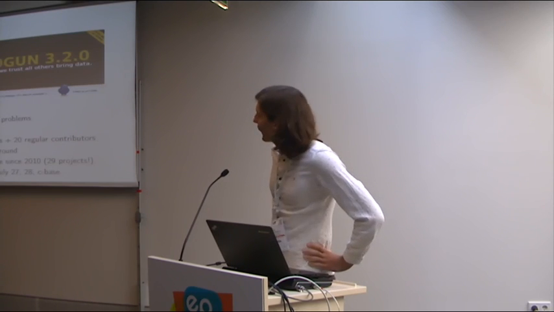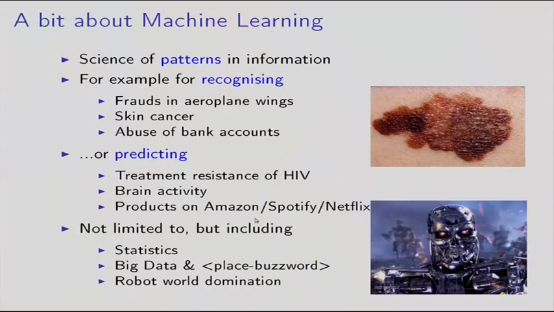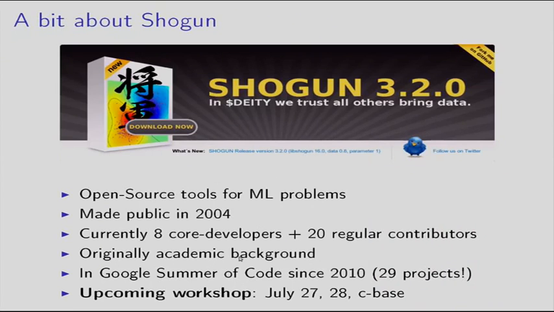Okay, so here's a bit about Shogun. This is our latest version. We are an open source project. We've been public since 2004, so this means we've been public for 10 years now. It's quite old. We currently have 8 core developers who spend time every day developing, and we've got about 20 regular contributors. So we're quite a big project, actually, given that we're coming from the community.